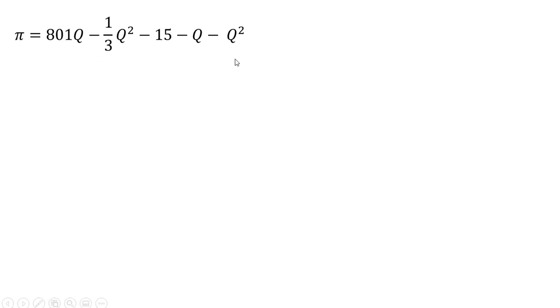Just rewriting our profit equation again. And now we're going to take the derivative of the profit function with respect to output, set that derivative equal to 0, trying to maximize profit. And we get the following result.